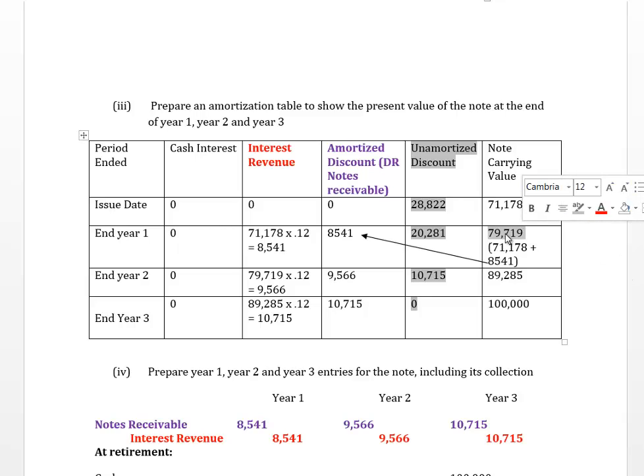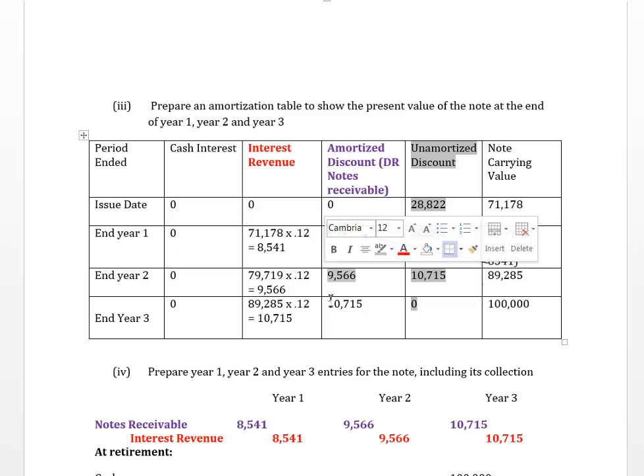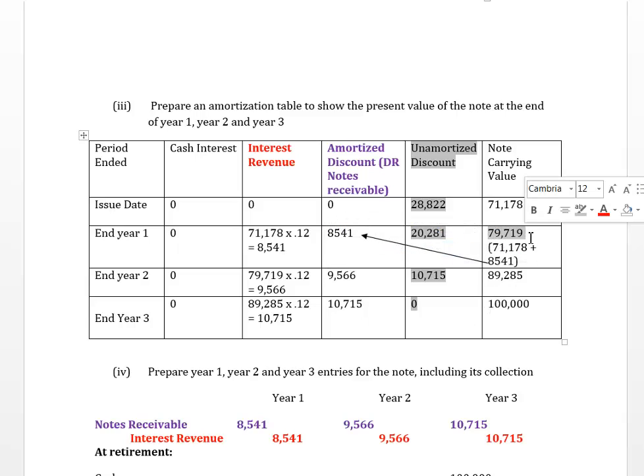So we're going to take $79,719, multiply it by our yield to get $9,566. That's exactly the amount that we're going to amortize the discount by. So when we add the amortized discount to the ending carrying value of the note at the end of the previous period, we're going to get $89,285.